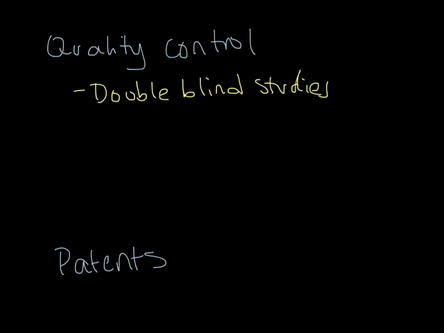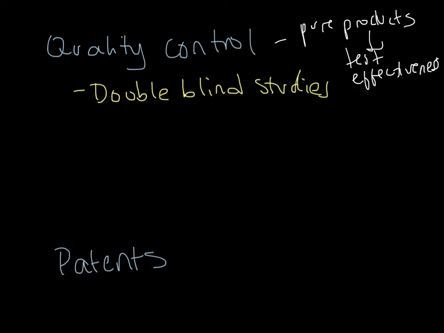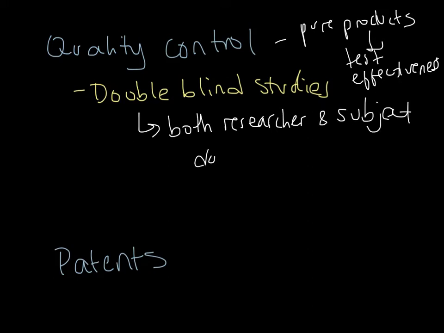In terms of quality control, the idea is that you want to create pure products, and you want to be able to test their effectiveness. And one of the big things that you have to think about when testing effectiveness is that you want to have double-blind studies. So this means that both the researcher and the subject don't know. And this is really important because researchers can sometimes shade the results. And the way they can avoid that is through random generation, so using computer programs that don't tell them who gets what, using only the coding that they can then go back after and find out who did what.